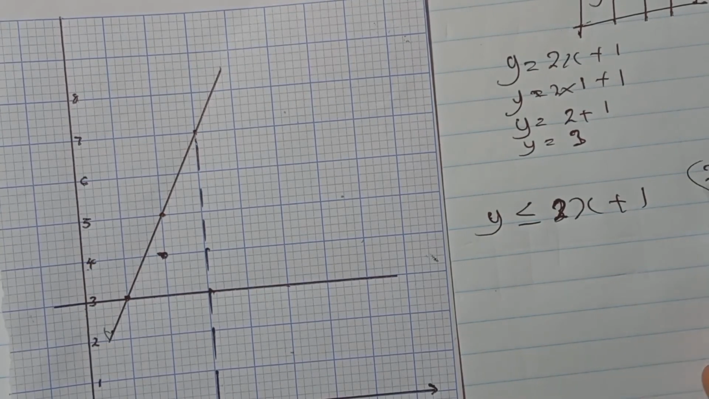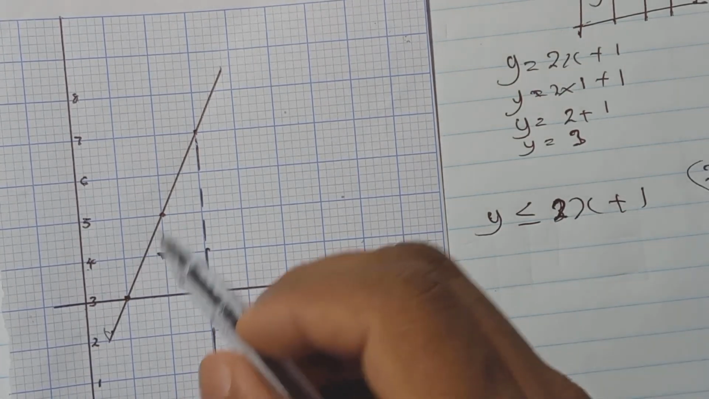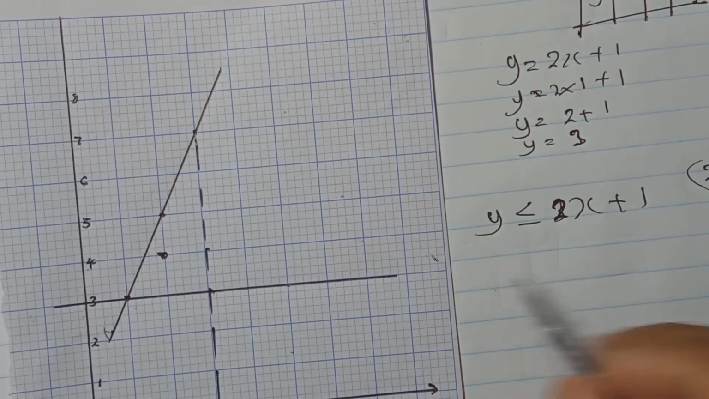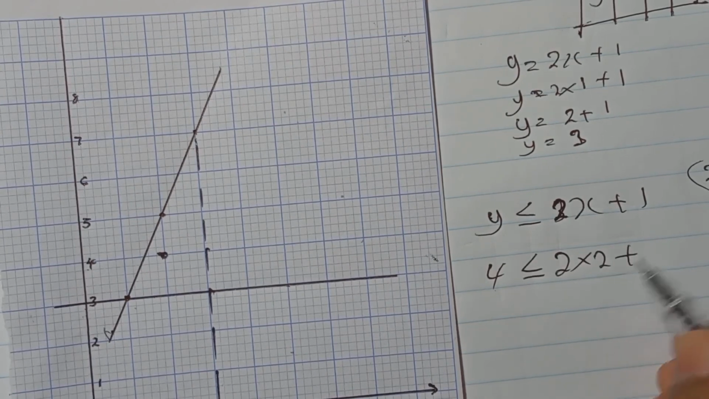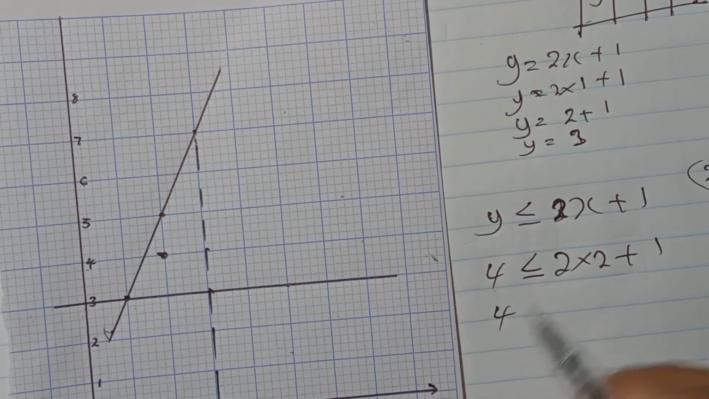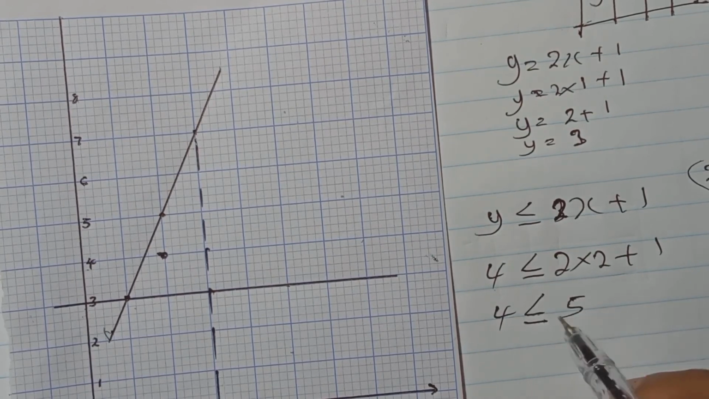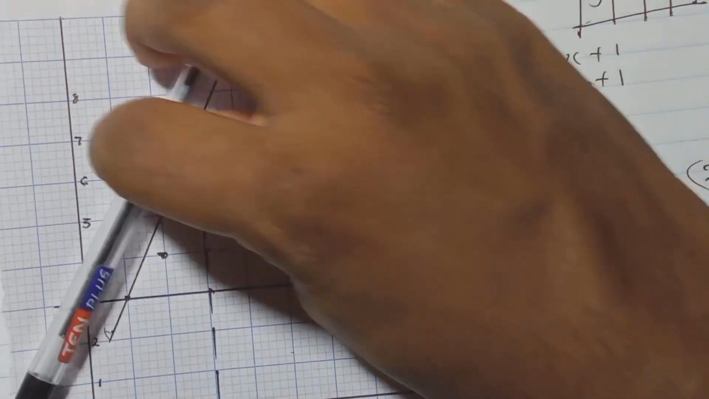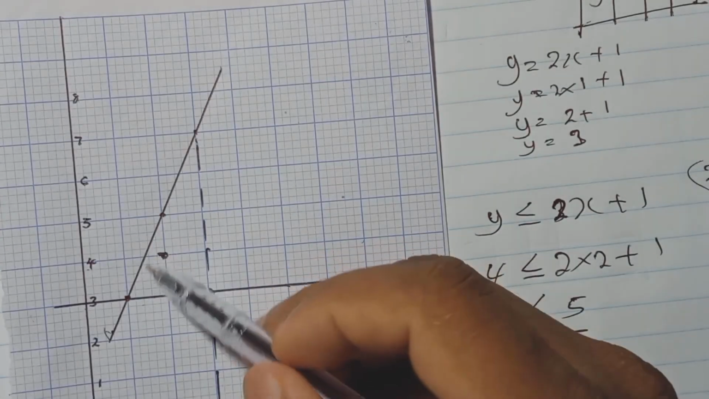So I will put those 2 values into this inequality to see whether it is correct. If it is correct, then from this line we should color this side. So y value is 4 and 2 into the x value, 2 here, right? Now what is the answer? 4 here, and here 2 into 2 is 4, 4 plus 1 is 5, right? Now this is correct, no? That means from this line we need to color this side, that means this triangle.